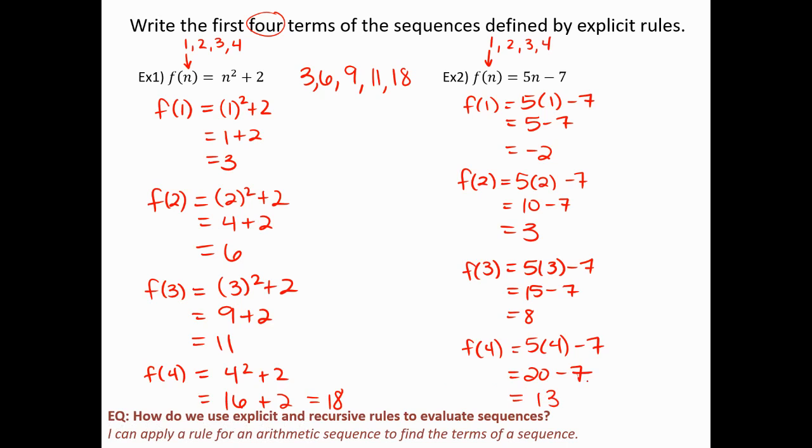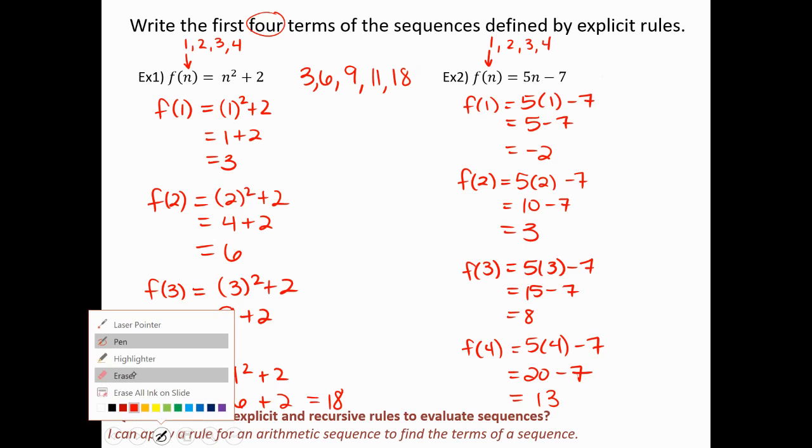And that gives me 13. So this one, the first, how did I get... Oh, there we go. That's what's wrong. I'm so sorry, guys. I knew something looked funny on that first one. I don't know where I got the 9 from. I apologize.